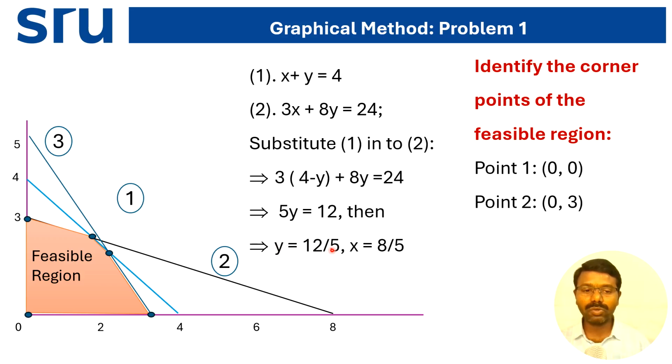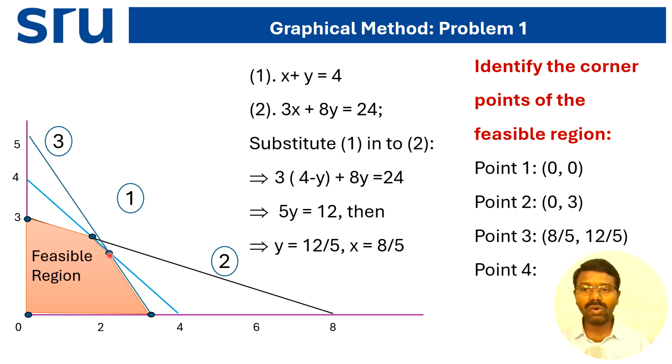So you substitute this y value in this equation, x plus 12 by 5 is equal to 4, then you will get the x value as 8 by 5. So now the another corner point of the feasible region, x comma y, that means 8 by 5 comma 12 by 5, is the point 3. So the point 3 is this, and now I need to get the point 4.